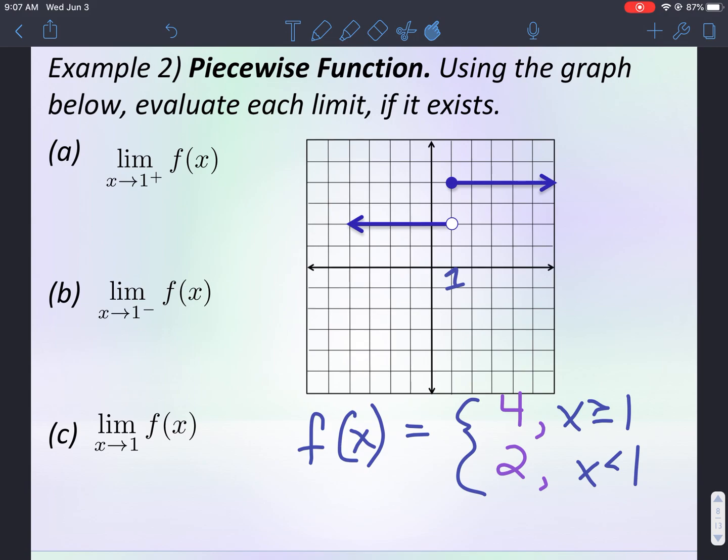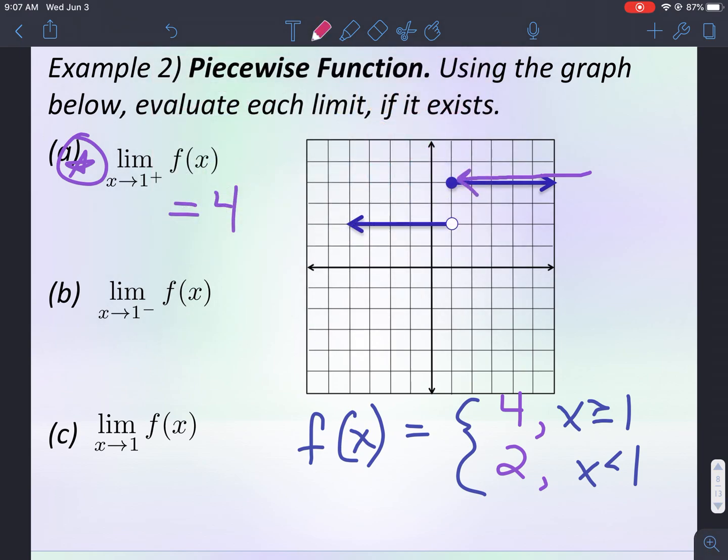And using that graph, evaluate the limit if it exists. So the limit of the function as x approaches 1 from the right, this is going to be purple. So as we get closer and closer to 1 from the right, we are going to approach 4 because we're on the right side of the function.